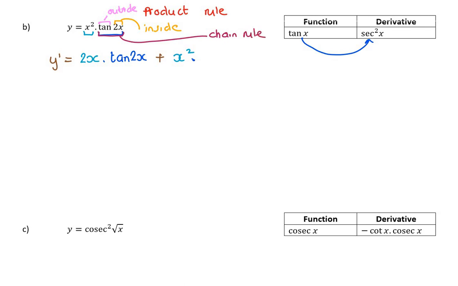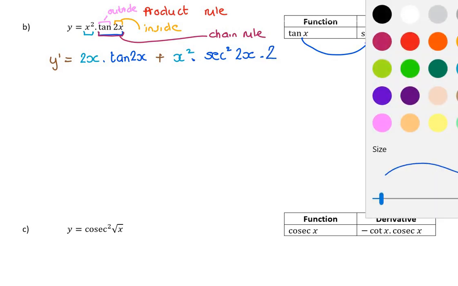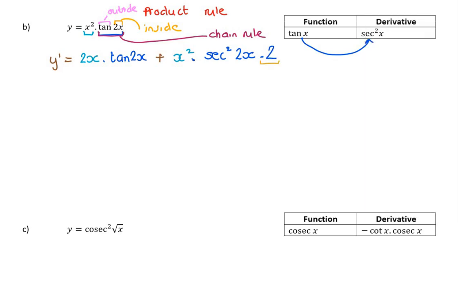So now if I go back, the chain rule says differentiate the outside function. So this is going to be sec squared, leave the inside function alone, 2x, multiply by the derivative of the inside function, and the inside function is 2x, so 2. So let me just color coordinate it. This is the inside function of the 2x, and the outside function is the sec squared. And don't forget to leave the inside alone.